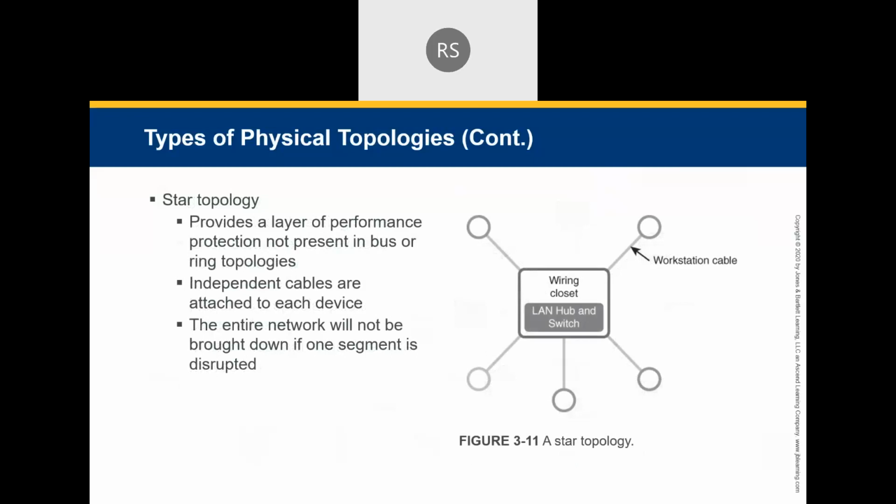And in the star topology, that central hub or switch is going to act as the focal point. Each device is going to be connected to it. This design will enhance the performance protection because it prevents the failure of one segment from affecting the entire network.